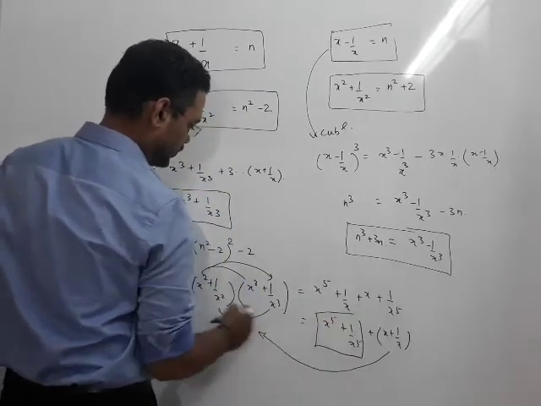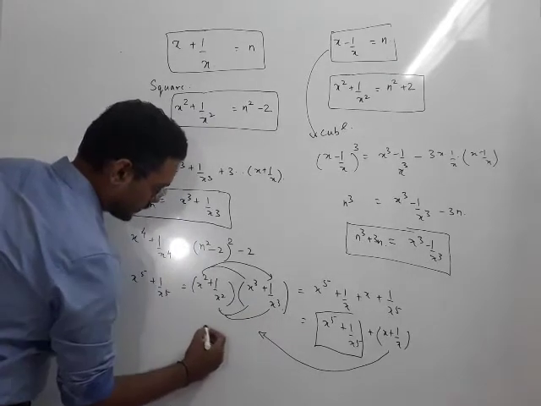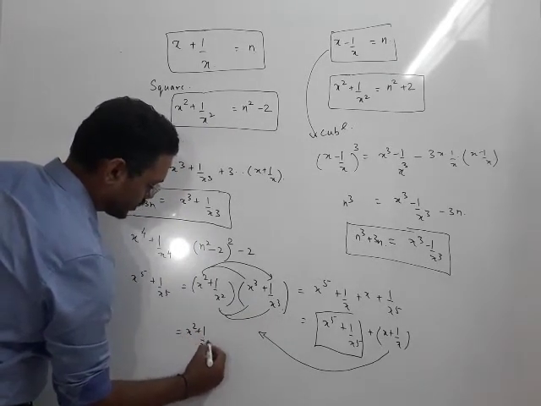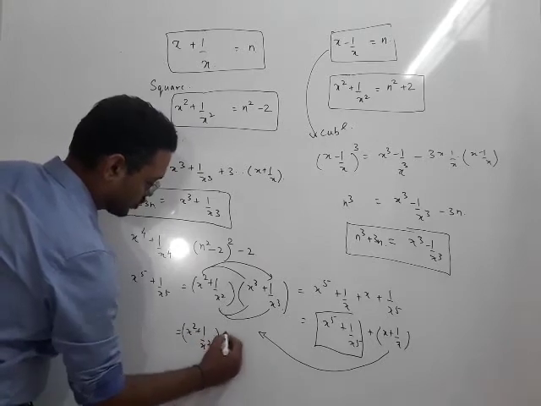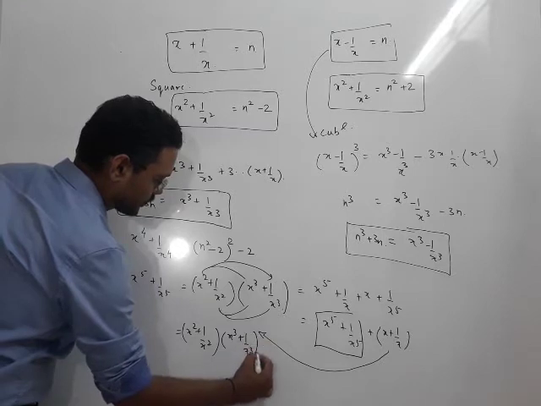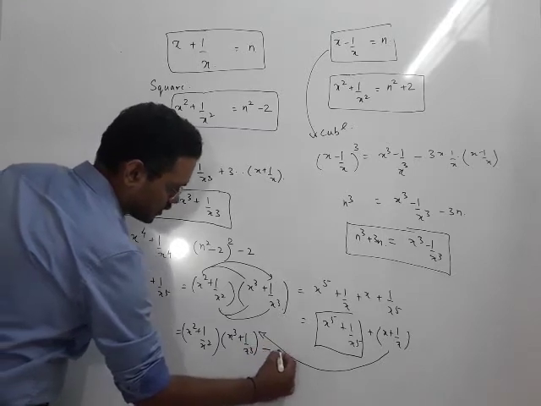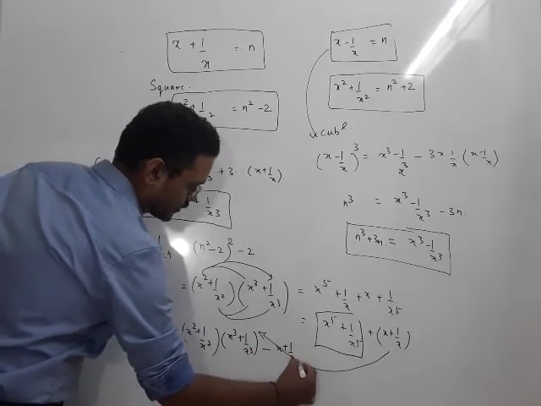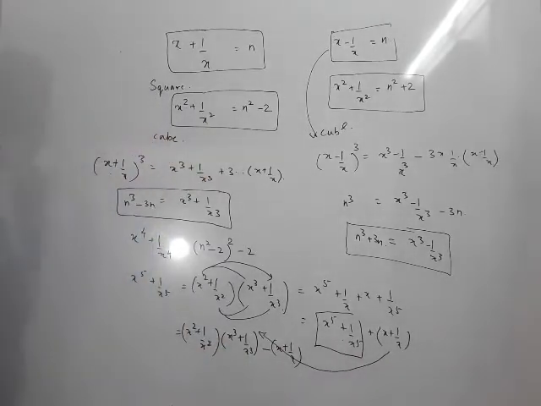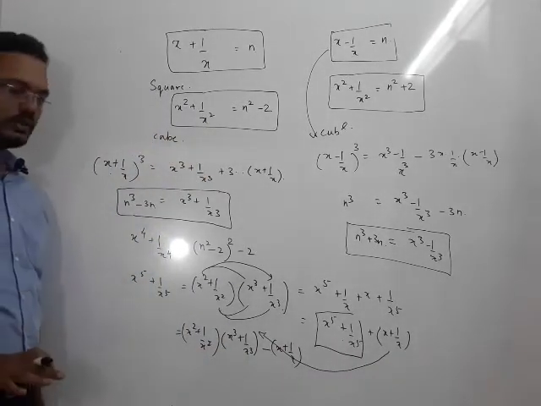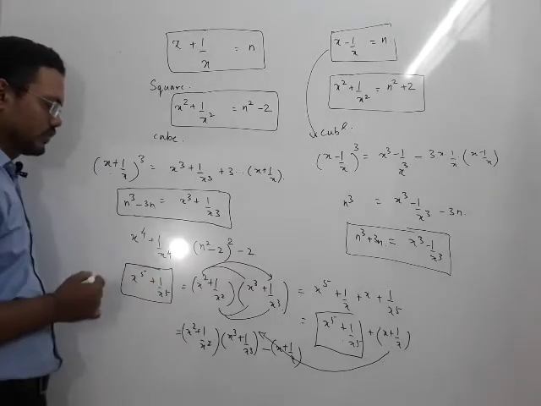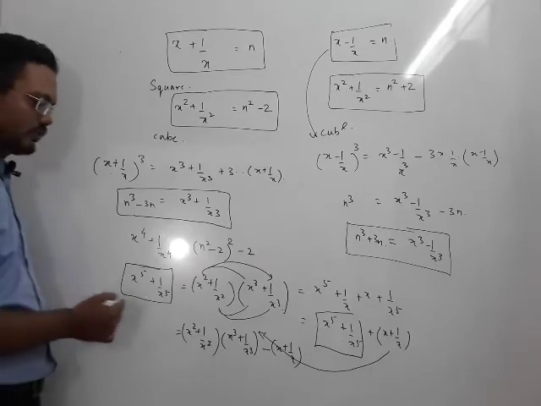So this value becomes x square plus 1 by x square into x cube plus 1 by x cube minus x plus 1 by x. So in short, this becomes my formula. This is how we generally expand and we come to a conclusion: x raised to 5 plus 1 by x raised to 5 is this.